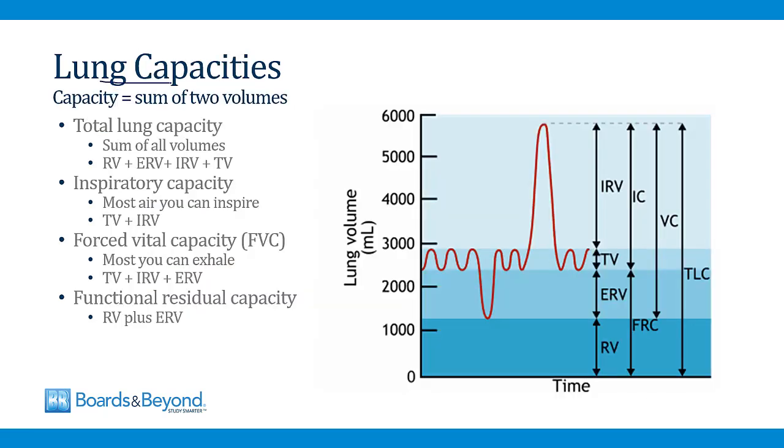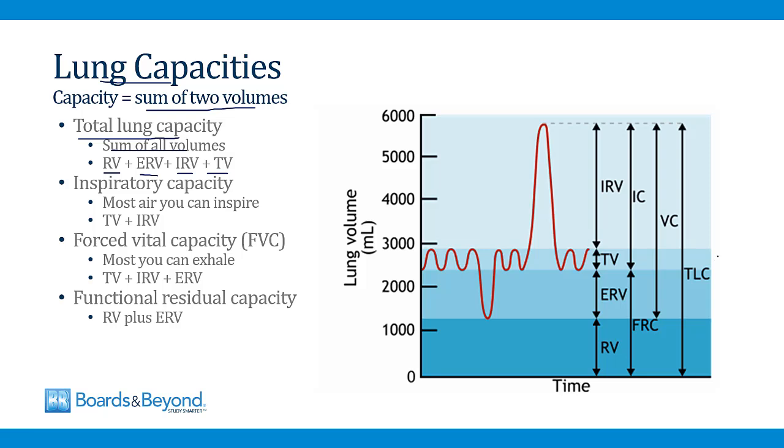So a lung capacity is a sum of 2 or more lung volumes, and there are a couple of important capacities in the lungs, and we'll talk about those now. The first one is the total lung capacity. This is the sum of all the volumes in the lung, the residual volume, the tidal volume, the expiratory reserve, and the inspiratory reserve volume.